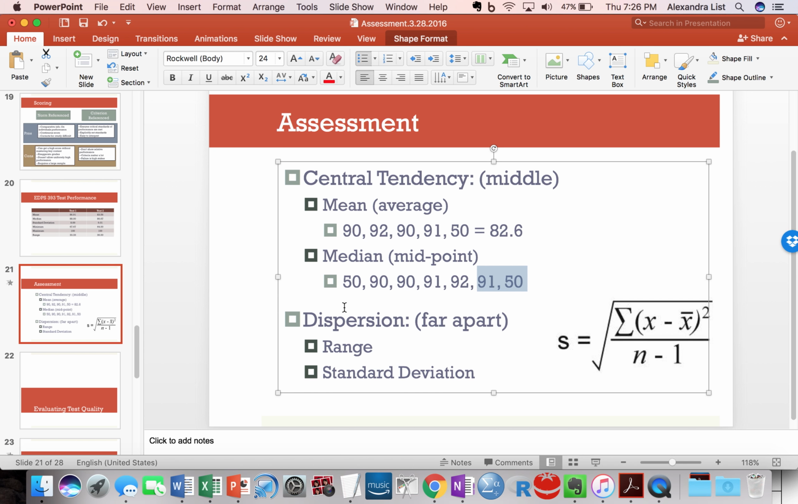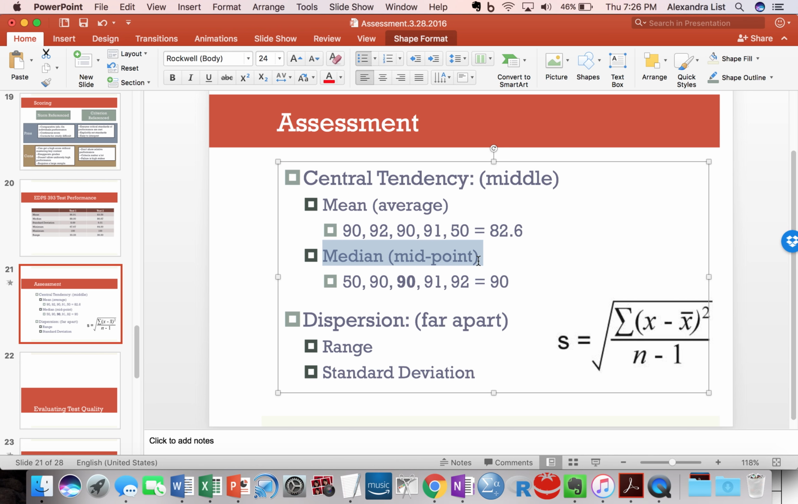Sorry. Here we go. So let me delete these. And so my median, if I move toward the middle, is going to be 90. And so now I'm going to ask you, which of these looks like the more accurate representation of the scores? And you probably said the median.